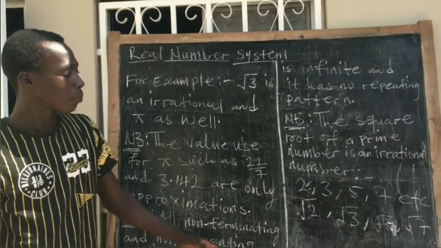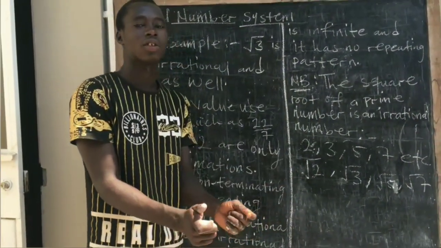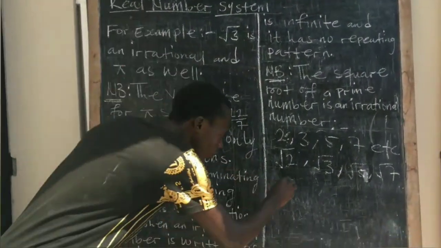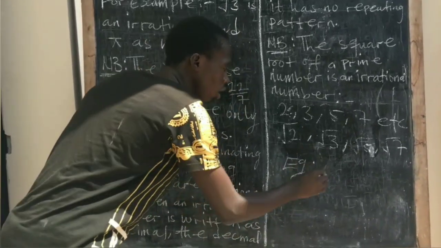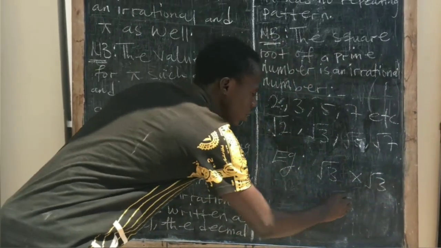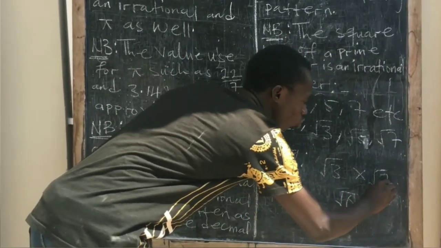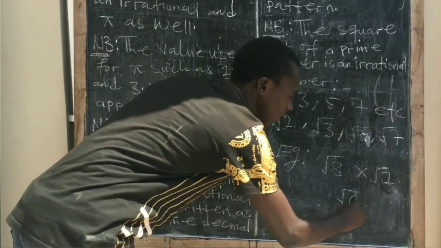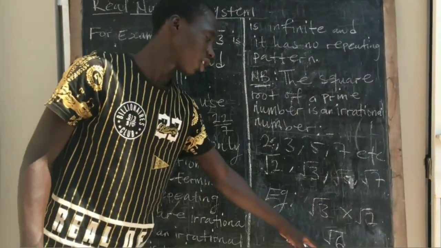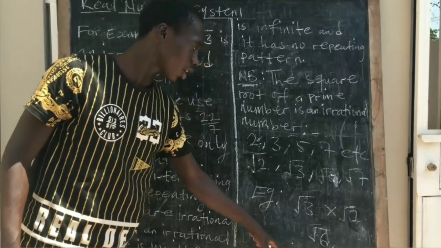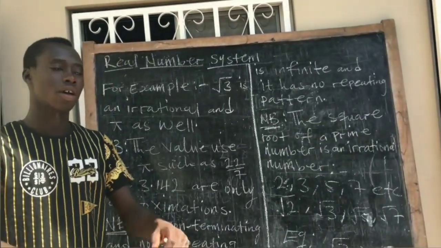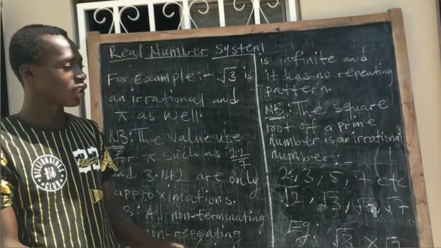And note, the product of two irrational numbers is also irrational. Example, if you have root of 3 times root of 2, this is root of 6. And root of 6 is irrational. If you take your calculator and punch it, it is irrational. Root of 3 multiplied by root of 2 is irrational. That is why it is said that the product of two irrational numbers is also irrational.